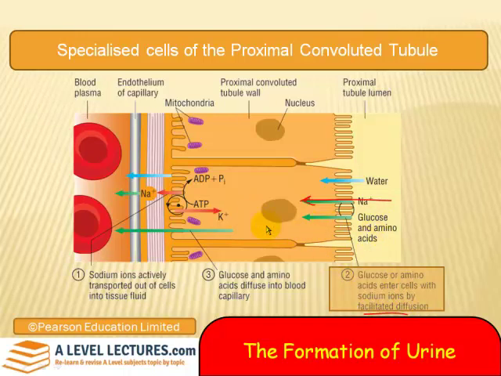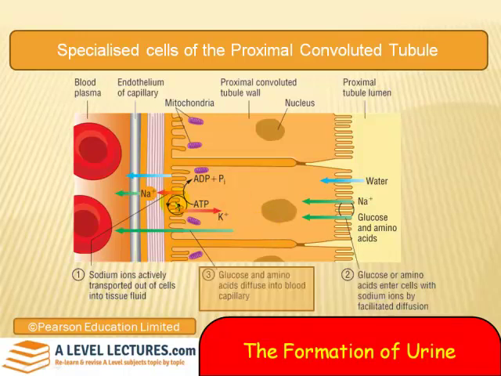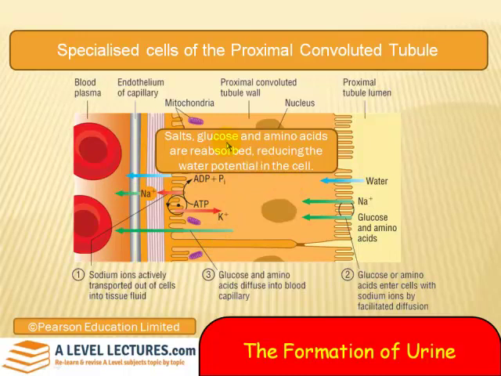So here there's a lower concentration of glucose and amino acids. Now, as they diffuse in, it builds up the concentration of glucose and amino acids. It's higher here than it is here, so glucose and amino acids diffuse into the blood capillary as you'd expect. There's a higher concentration here, you'd expect it to diffuse this way into the blood capillary. Okay, so there's our glucose and amino acids. So salts, glucose and amino acids are reabsorbed, reducing the water potential in the cell. This therefore has a lower water potential, and surprise surprise, because this has a lower water potential, water is going to move into this area here.